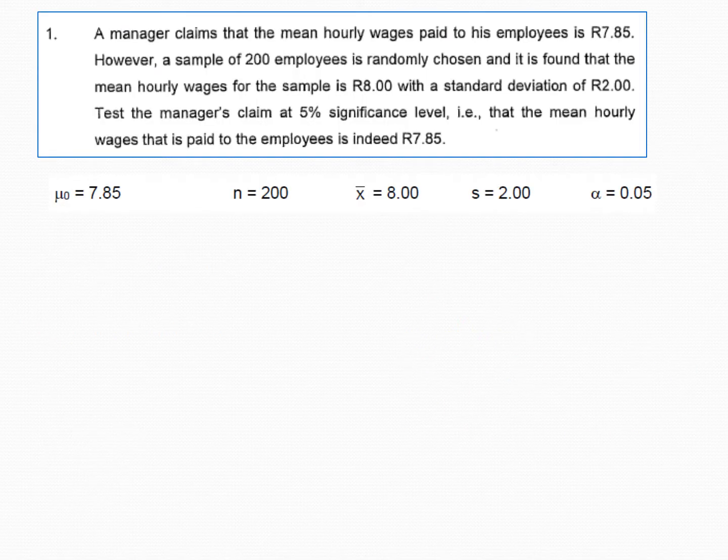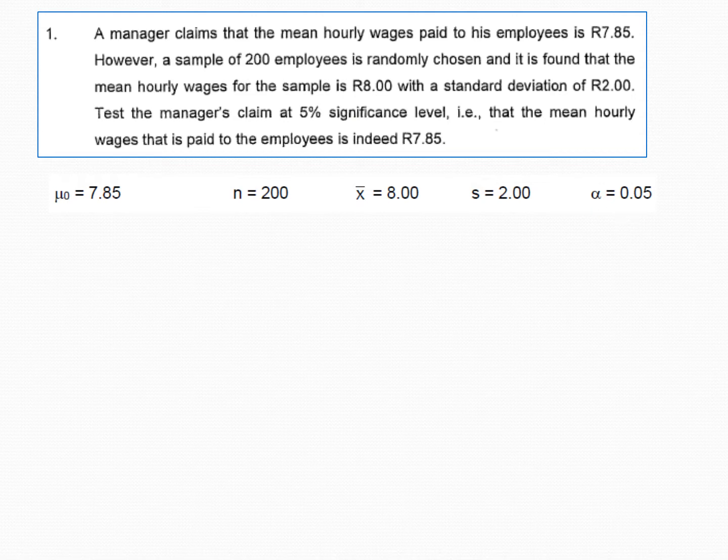The second example is question 1 at the end of chapter 10. So there they tell you, a manager claims that the mean hourly wages paid to his employees is R7.85. So that will be our mu0, our claimed value. Then, however, a sample of 200 employees, so that's our sample size, is randomly chosen, and it is found that the mean hourly wages for the sample is R8, so that will be our sample mean, and a standard deviation of R2, so that will be our standard deviation from our sample. Test the manager's claim at a 5% significance level, so alpha will be 0.05.